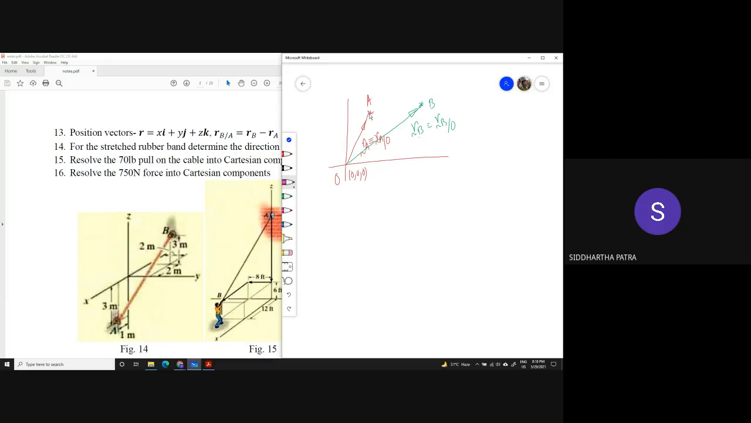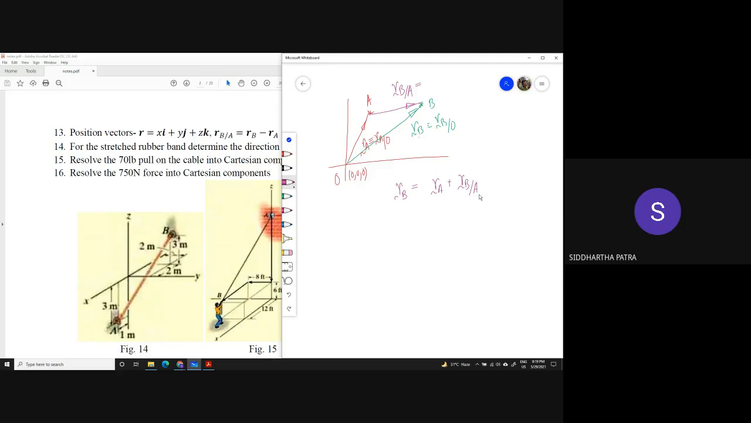Now I can define another position vector, which is the position vector of B with respect to A. And this time the second subscript is not optional. You'll have to put it. As we can see from the triangle law of addition of vectors, R of B is essentially R of A plus R of B with respect to A.